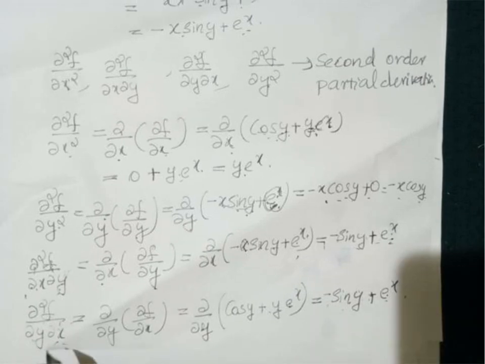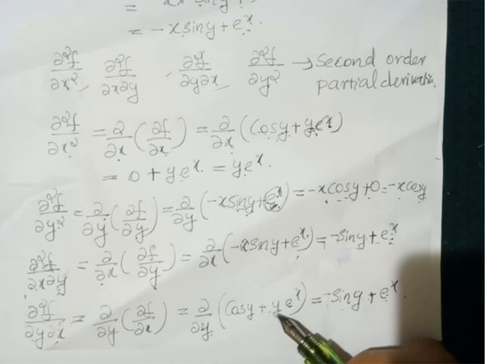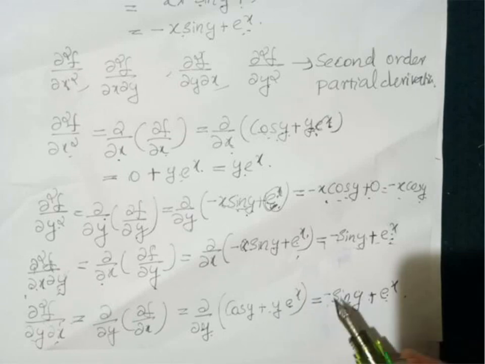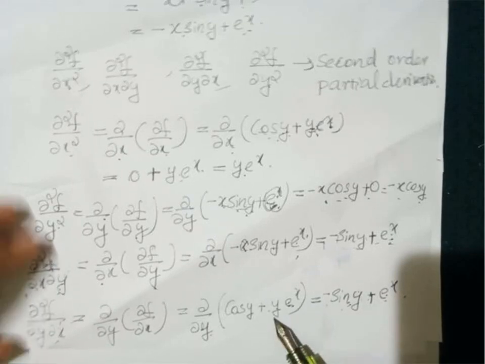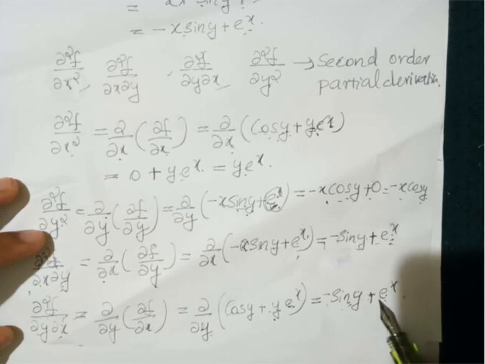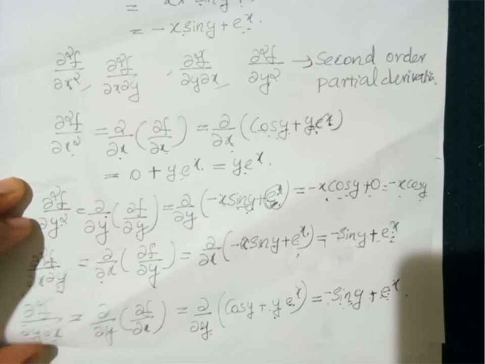Again ∂²f/∂y∂x equals ∂/∂y of ∂f/∂x. That is ∂/∂y of (cos y + y eˣ). The derivative of cos y is −sin y. In this term, eˣ is constant, and the derivative of y is 1, so 1 into eˣ. So −sin y + eˣ. This is the answer.